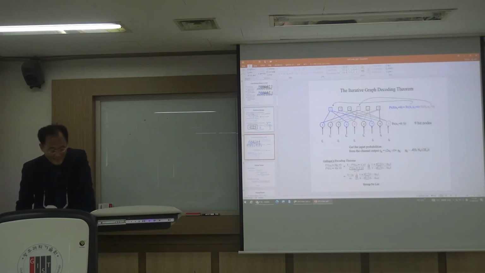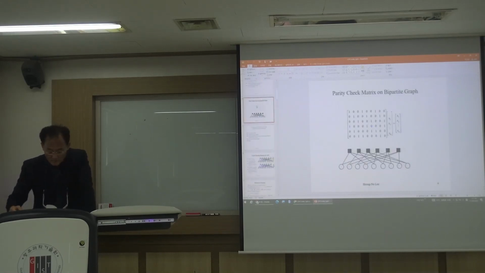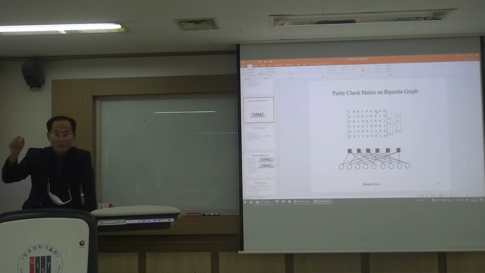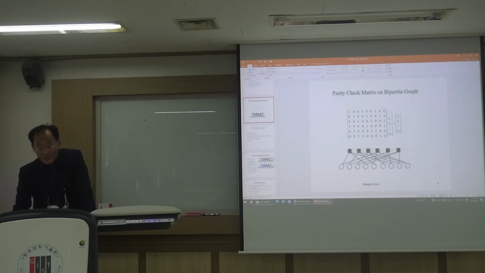So this matrix here can be described as a bipartite graph. So for example, the first row, right? As you can see, this is actually x1 plus, 1, 2, 3, 4, so x4, x7. So the sum of x1, x4, x7 is equal to 0. So that's the first equation, right?